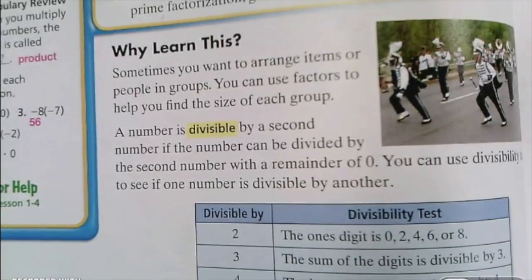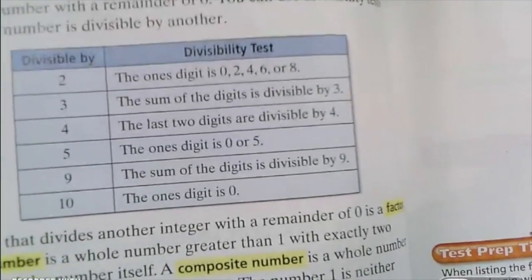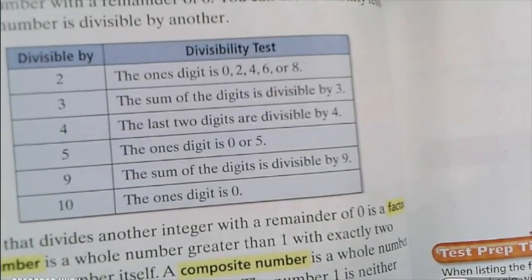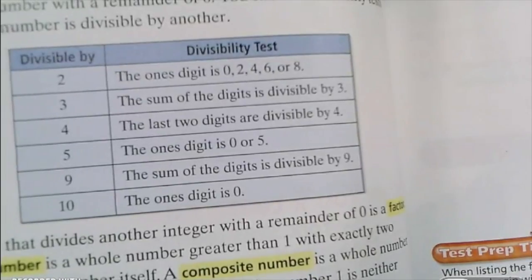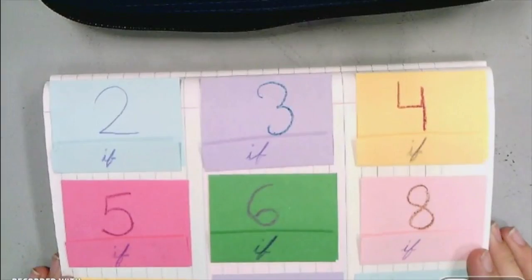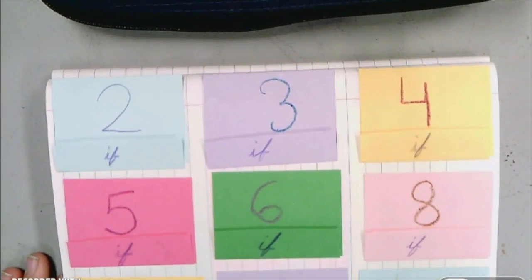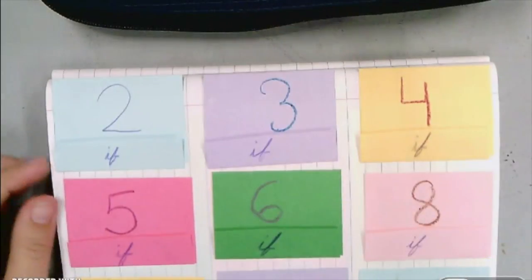So here we go. We have this nifty little chart in your books on the divisibility tests that you can use. So these are great little tricks that you can use to figure out right away if a number is divisible by that. And if you so desire, you can make a foldable like this for your own notebook to help you remember them. The process might help you.